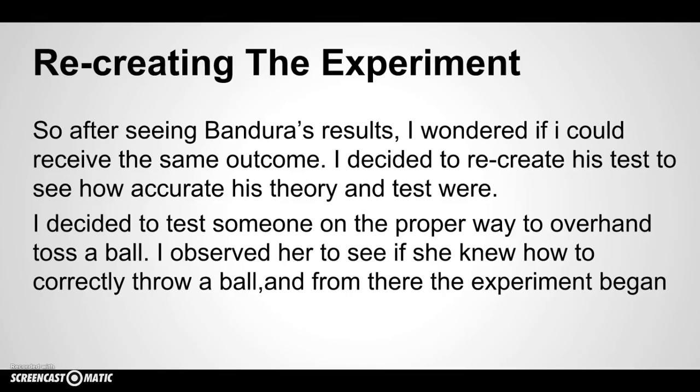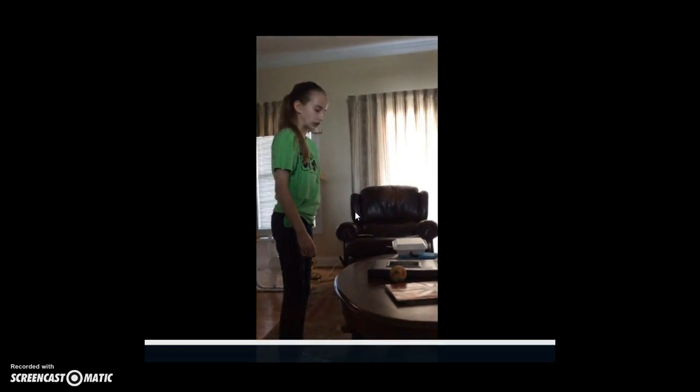After seeing his results, I wondered if I could receive the same outcome. We decided to recreate his test to see how accurate his theory and tests were. So we've decided to test someone on the proper way to overhand toss a ball. I observed her to see if she knew how to correctly throw a ball, and from there the experiment began. I observed the subject picking up the ball and throwing it. This is the video of her first attempting the overhead throw.